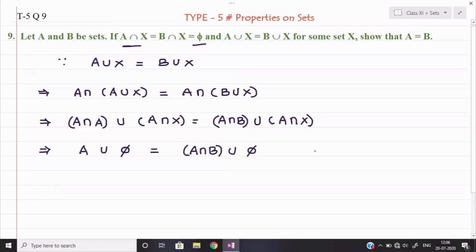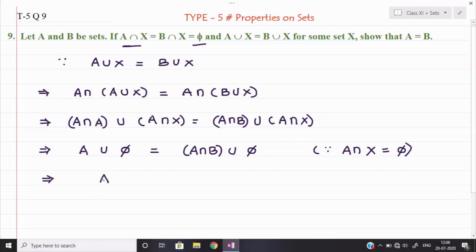Okay, so this we can say, since we have been given that A intersection X is equal to phi. Now phi means what actually? Phi is an empty set, and union of any set with an empty set will again be equal to A only.